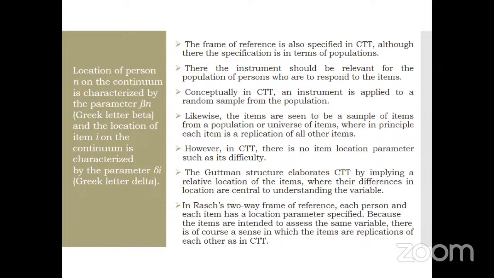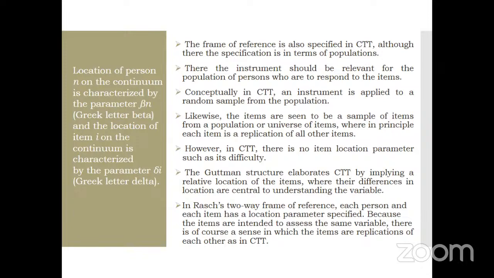Okay, so the Guttman structure elaborates classical test theory by implying a relative location of the items, where their differences in location are central to understanding the variable. In Rasch's two-way frame of reference, each person and each item has a location parameter specified. So we have the location of an item, we have the location of a person. Because the items are intended to assess the same variable, there is of course a sense in which the items are replications of each other, as in classical test theory.